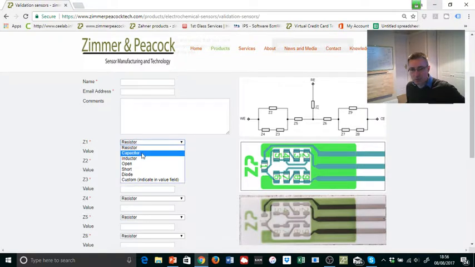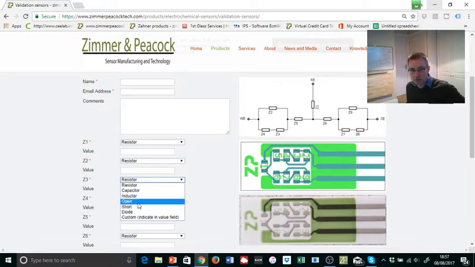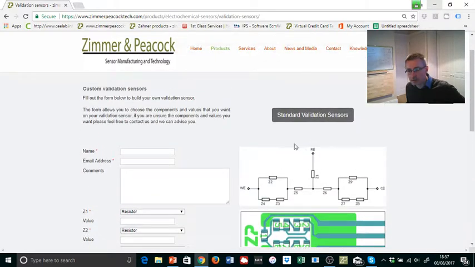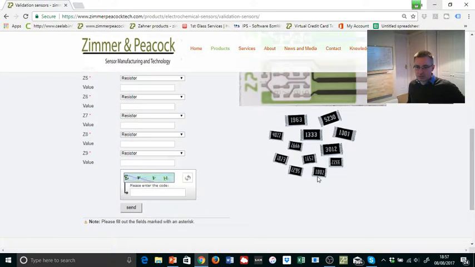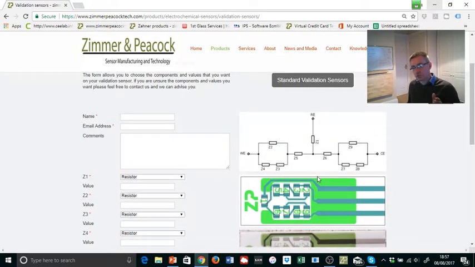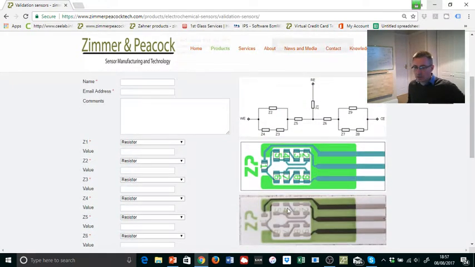You can tell us what you want Z1 to be, and you can tell us what Z2 is going to be, and you can tell us what Z3 is going to be. So these Z1, Z2, Z3, Z6, Z9 are all equivalent to this equivalent circuit. So it allows you to effectively design your own equivalent circuit, and then we'll populate one of our blank validation sensors with your components on it.